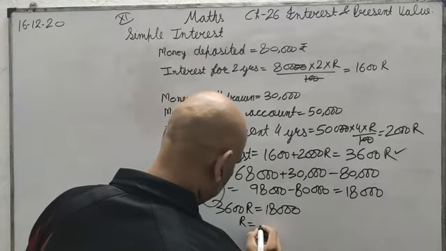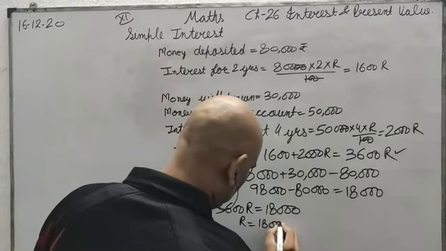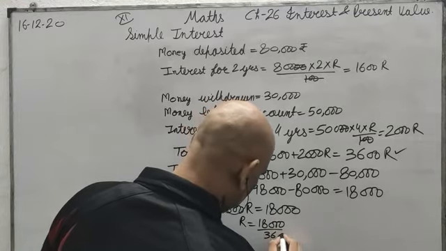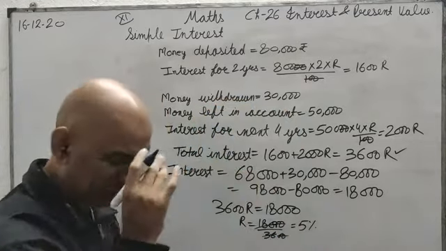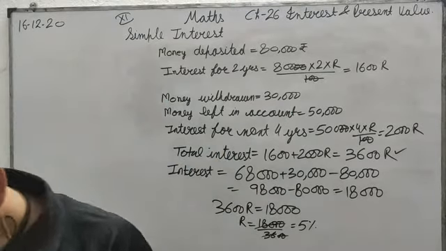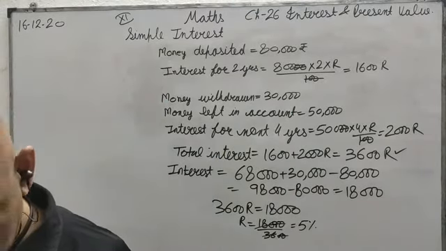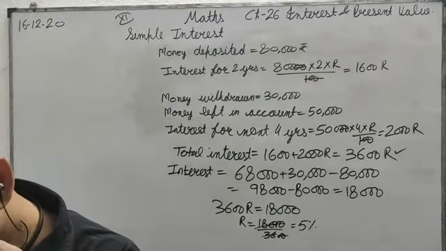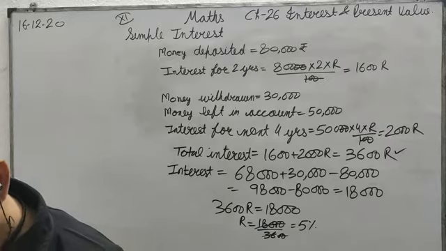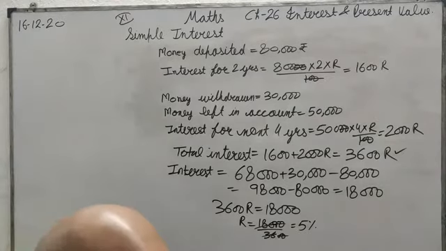R is equal to 18,000 upon 36, double zero cancel, 5%. So we come to know that the man has deposited this amount at the rate of 5%. Okay. Let's see a few more questions.